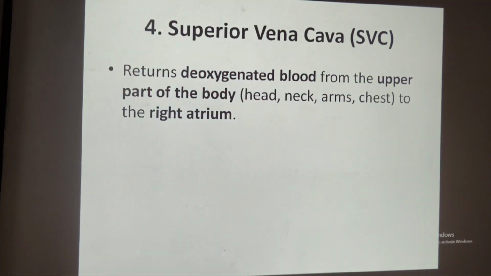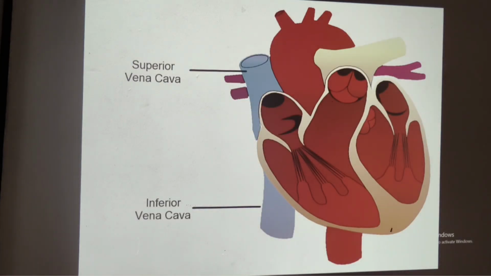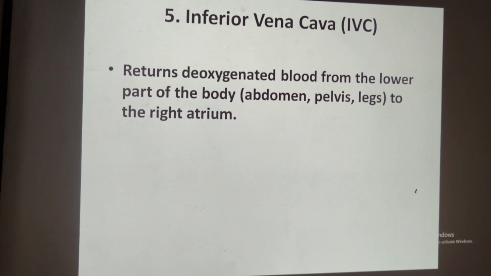And fourth one, superior vena cava. It returns deoxygenated blood from the upper part of the body, mentioned here, head, neck, arms and chest, to the right atrium. Superior vena cava and inferior vena cava. Now we'll see the inferior vena cava, IVC. It returns deoxygenated blood from the lower part of the body, mentioned here, abdomen, pelvis, legs, to the right atrium.